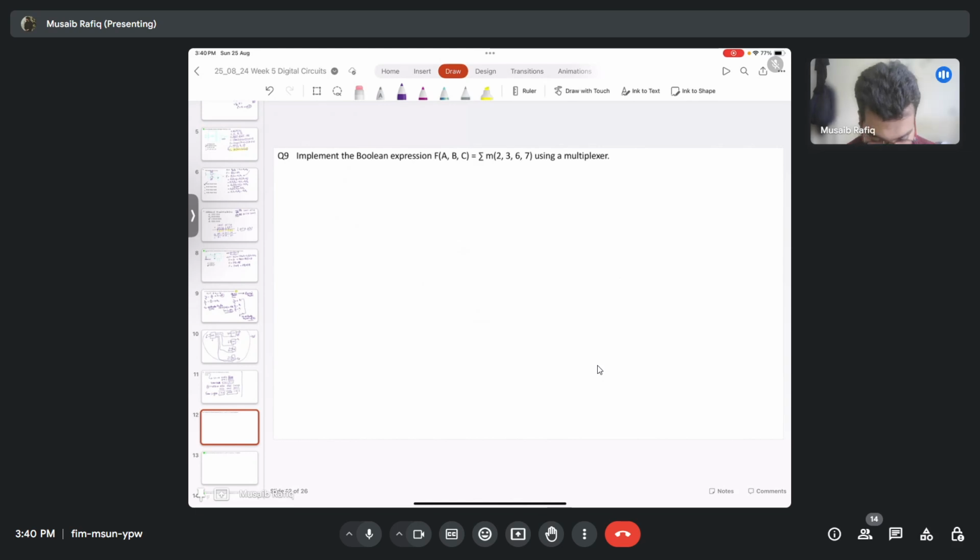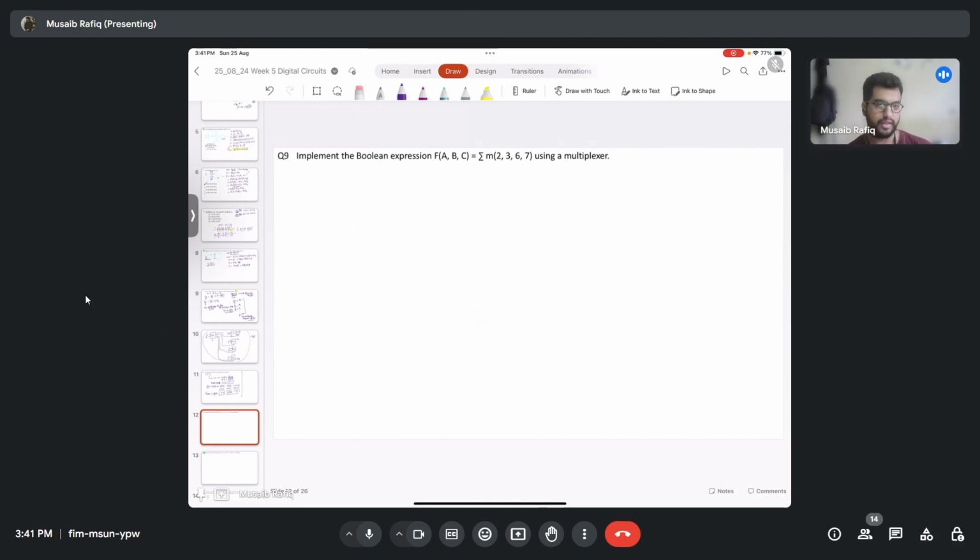Now, I have a question here which states: implement the Boolean expression f of a b c equal to sum of minterms 2 3 6 7 using a multiplexer. I kept it general. I have not said which multiplexer you wish to use. I just want to give some idea here.